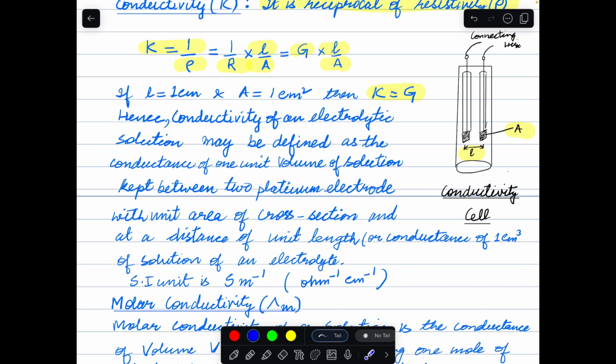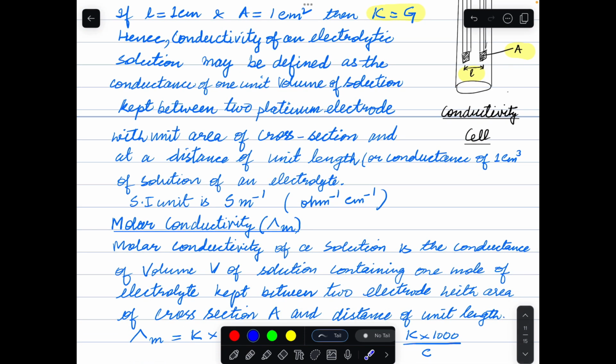Or in other words, we can define conductivity as the conductance of 1 centimeter cube of solution of an electrolyte. So if we take 1 centimeter cube of solution of any electrolyte and find out its conductance with any instrument, then this conductance is nothing but conductivity.